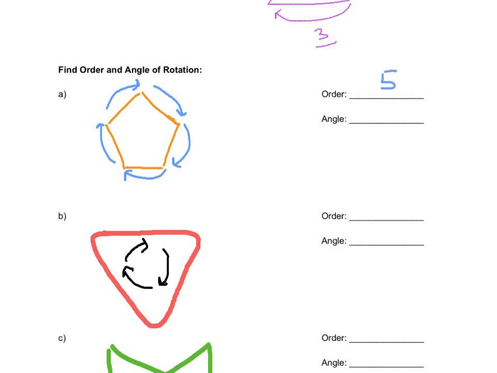The angle, therefore, is the minimum amount, so one of these angles, and the way that we could find that would be 360 degrees, that's all the way around, divided by 5, because we're splitting it into 5 smaller angles, and if we do the math on that, that works out to 72 degrees. So the order of rotation of a regular pentagon is 5, and the angle is 72 degrees.